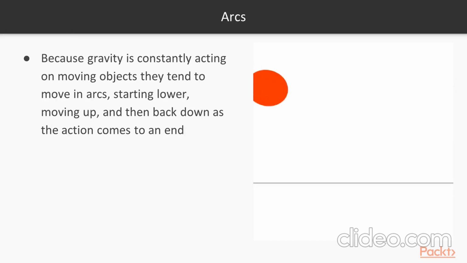In the fifth principle, arcs, you can easily see the effects of gravity. Because of gravity, objects can't freely travel in perfectly straight lines. They travel in arcs. As you see here, the red ball arcs as it comes in and arcs on the bounce on the way out.